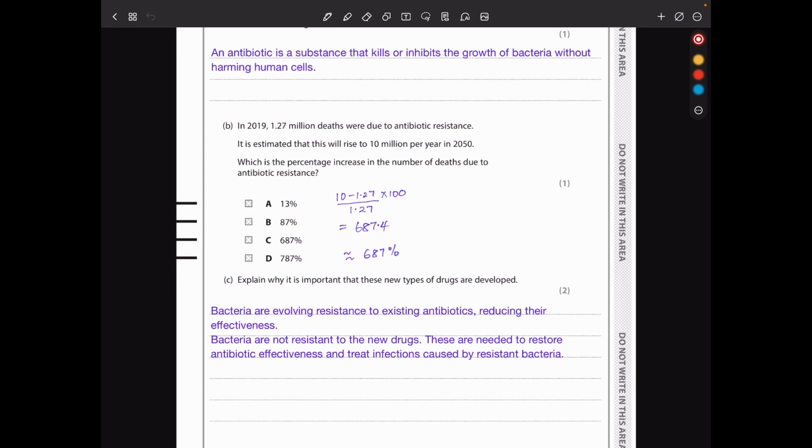And next they say in 2019, 1.27 million deaths were due to antibiotic resistance. It is estimated that these will rise to 10 million per year by 2050. What is the percentage increase in the number of deaths due to antibiotic resistance? So here it's going to be 10 million minus 1.27 to give us the increase, divide by the original times 100, and it's going to be 687%.